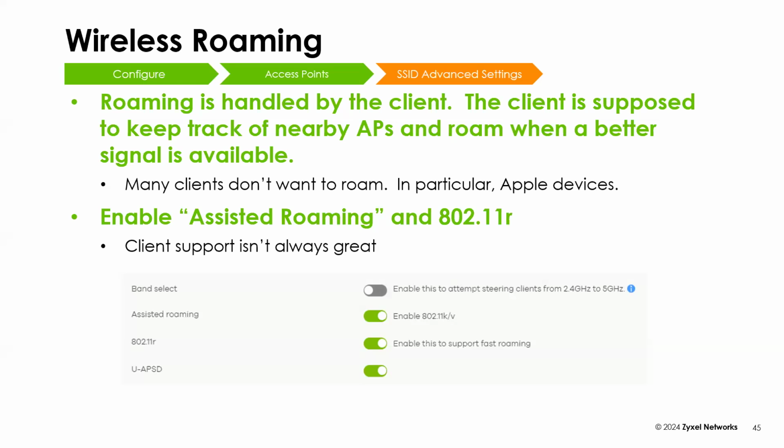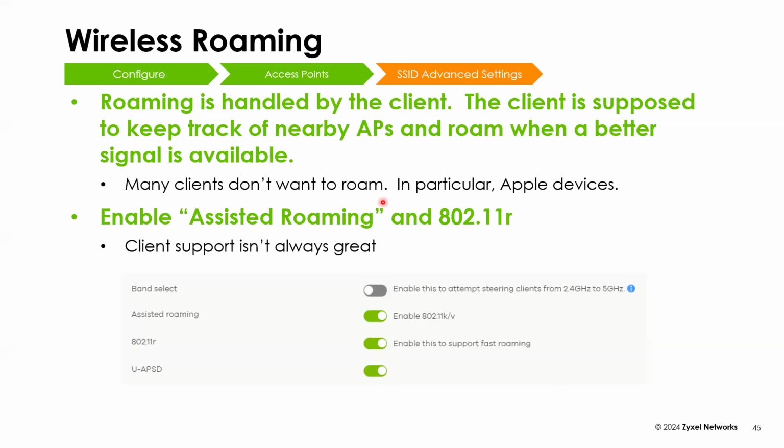Now there is something called assisted roaming that's supposed to help with that. And there's something called 802.11r. You can enable those. 802.11r enables fast roaming, and then assisted roaming, which is 802.11k and v, allows the access point to communicate with the client and sort of push them. But clients don't always support it very well. If they support it at all, it doesn't always work.